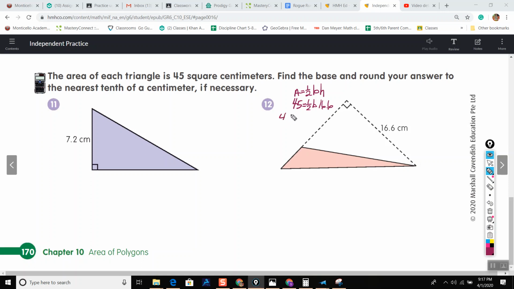So I'm going to rewrite this, rearrange for convenience purposes, right? So 16.6 b. So then 1/2 of 16.6. So then I get 45 is equal to 1/2 of 16 is 8, 1/2 of 6 is 3. So we have 8.3 b, dividing both sides by 8.3. And we come up with a solution of b is equal to 5.4 centimeters squared. Okay?